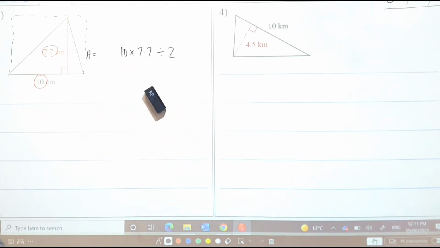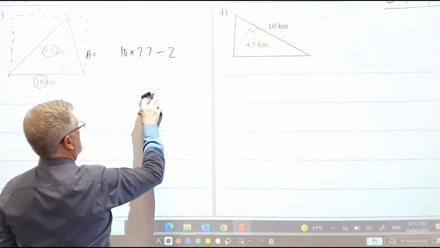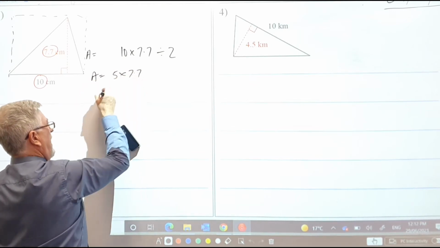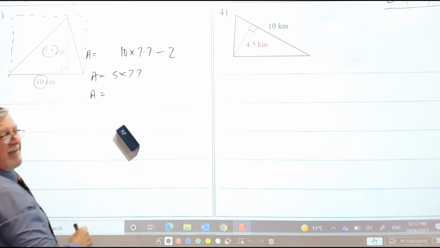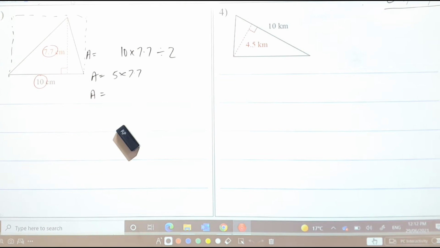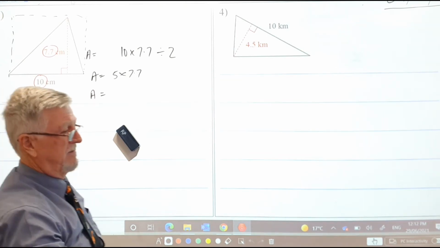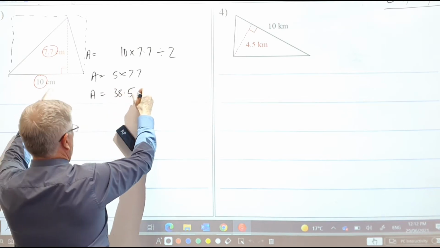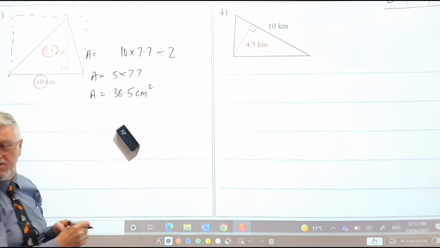And what's nice is one of them's really obvious, which is the 10. Divide the 10 by 2 and you get 5 by 7.7. Now, at that point, pick up your calculator for me. I could work it out by hand, but I'd rather you tell me what it is. 38.5. And just remember if it's centimetres, I put centimetres with a little square on.